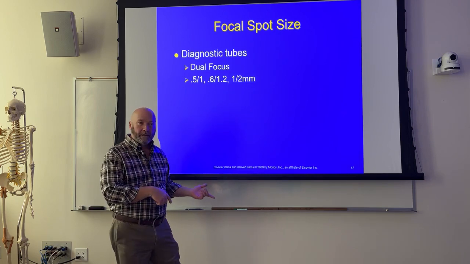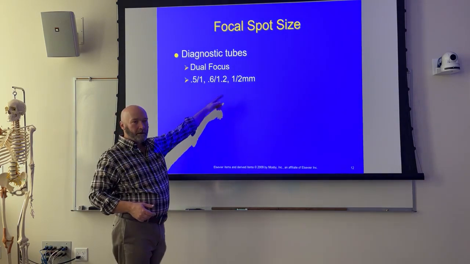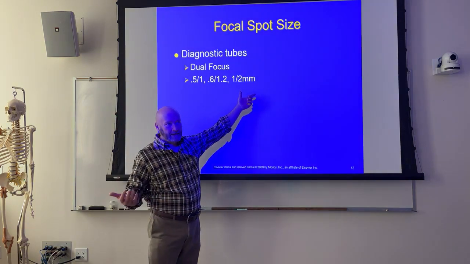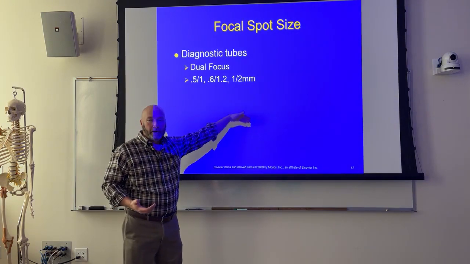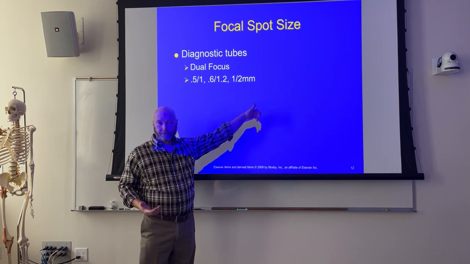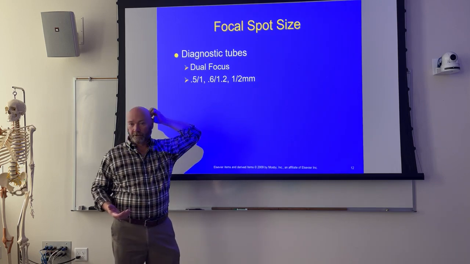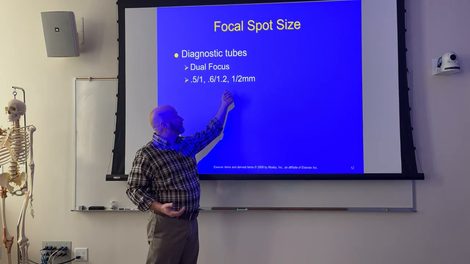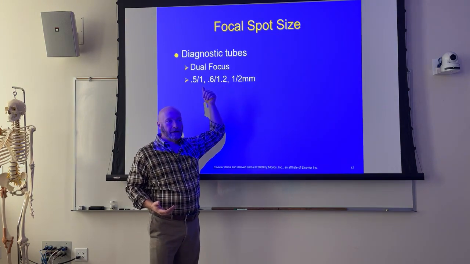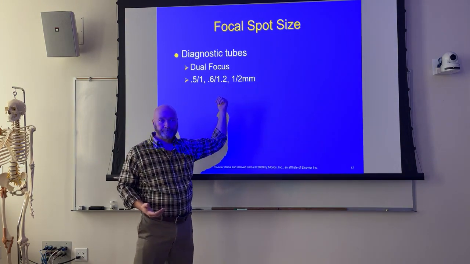So let's back our way into that. Let's say you set a technique on a large focal spot and it's 80 kVp, 400 MA at a 1 second exposure. That's a big exposure. That's 400 mAs at 80 kVp. It's a pretty big exposure. And you reach over and you push the small focal spot.